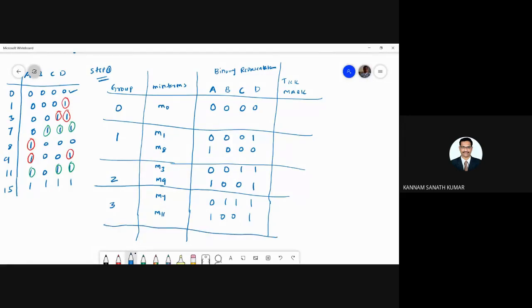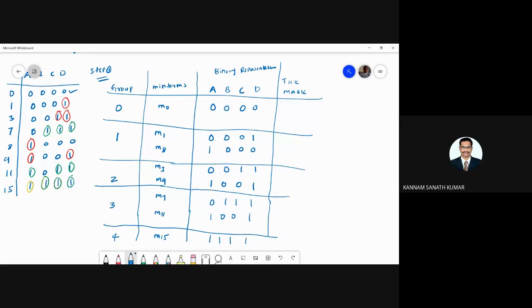And next, you have to make group number 4. Anyway, the remaining part is only 15. 15 has how many ones? 4 ones. Okay, so here M15 is group 4. So 1 1 1 1.